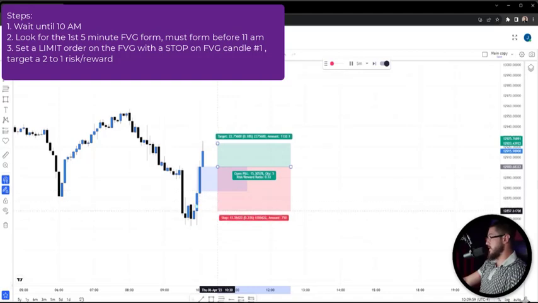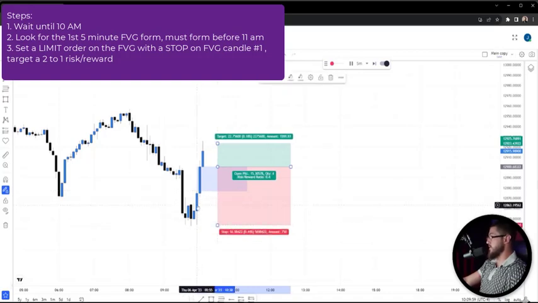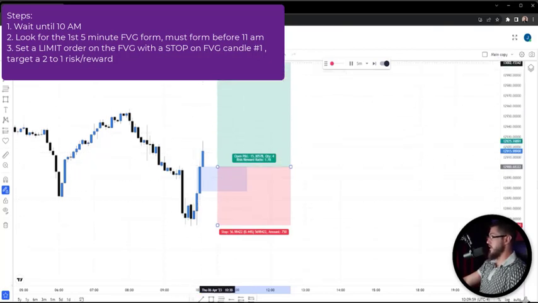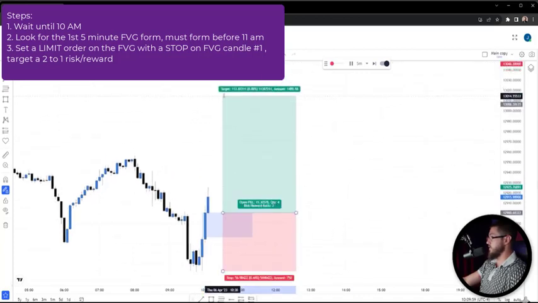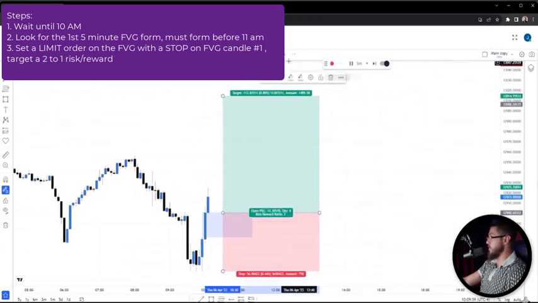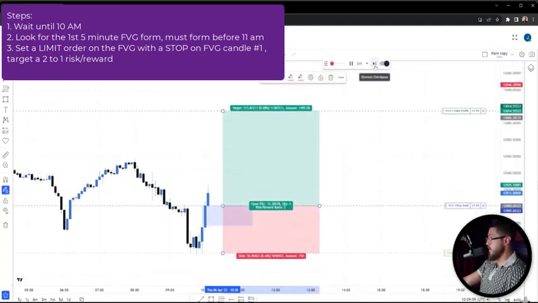Now the stop, whenever I say the first candle low, remember fair value gap is a 3 candle formation, right? It's not just this candle. So we're putting it under that first candle's low and targeting a fixed 2-to-1 risk to reward. Now it doesn't matter if there's structure or liquidity, and we're not targeting structure or a fair value gap or anything. It's just 2-to-1 risk to reward.